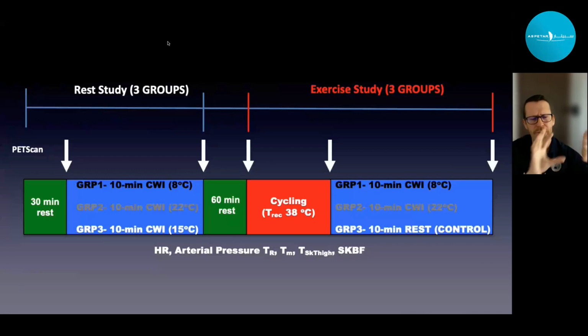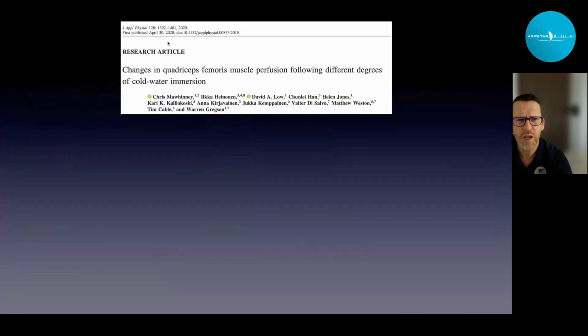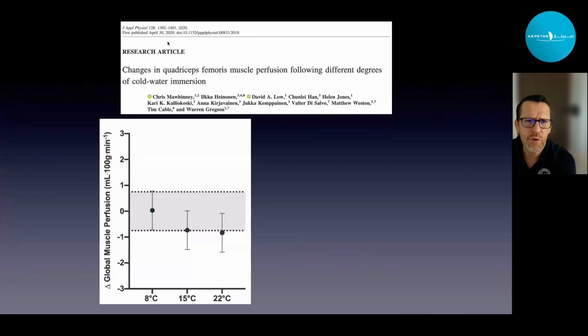So we could see what was happening at rest, and we could see what was happening post-exercise, just like we previously did with the more indirect measures based on skin blood flow and arterial inflow. So this is some of the data that we managed to publish recently in JAP. And here what you can see is basically the perfusion in the quadriceps, independent of the individual quadricep muscles. This was purely the quadriceps as a whole.